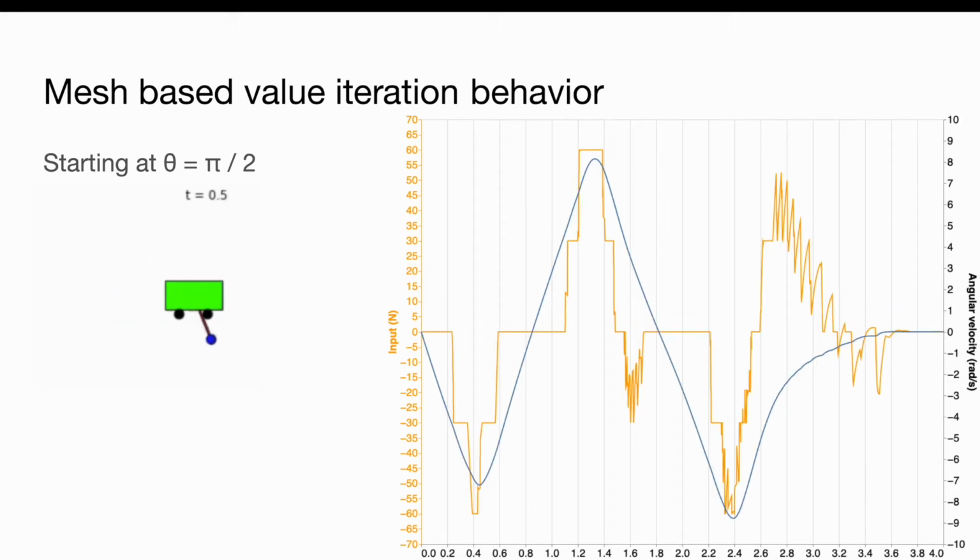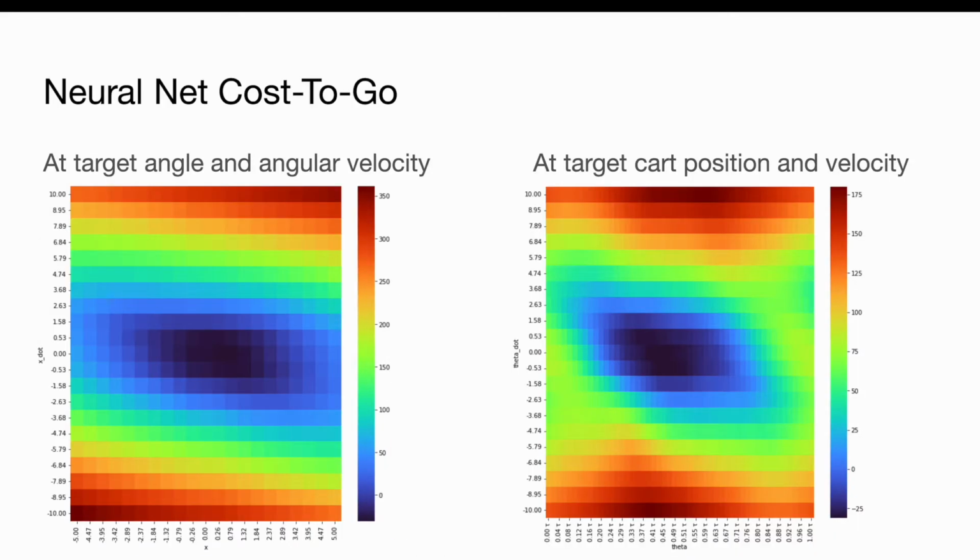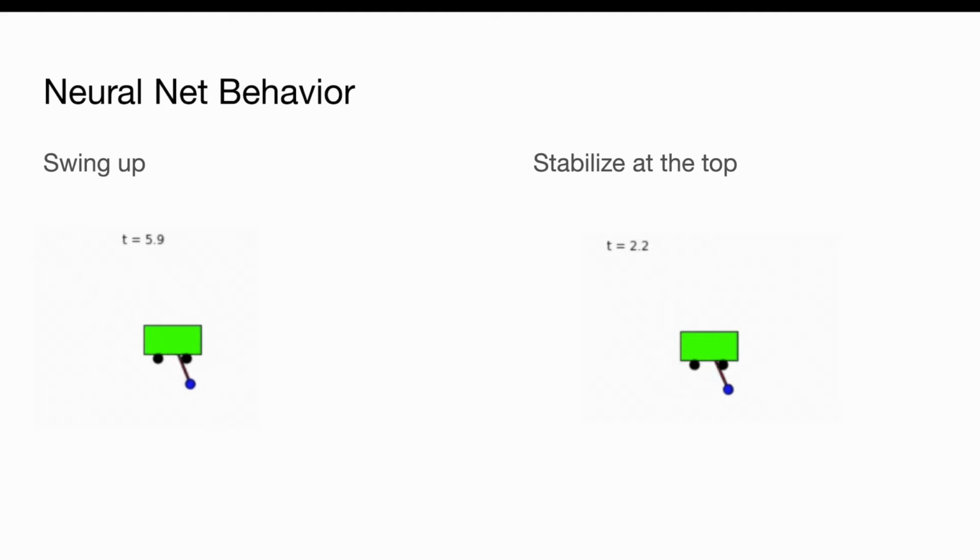Note that this policy is global and can swing up from other arbitrary angles. Here it swings up from a 90-degree starting angle, and here it restabilizes after being pushed over. For our second approach, we used a neural net to estimate the cost to go function. This didn't suffer from exponential computational cost, but it was nonetheless difficult to tune, and it did not achieve a swing-up controller.